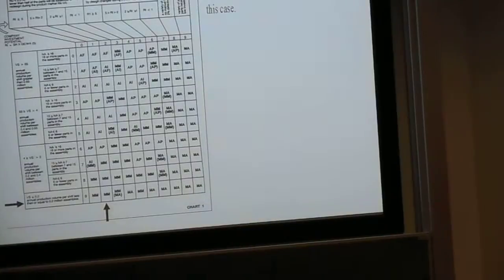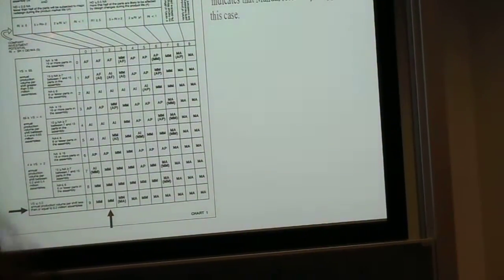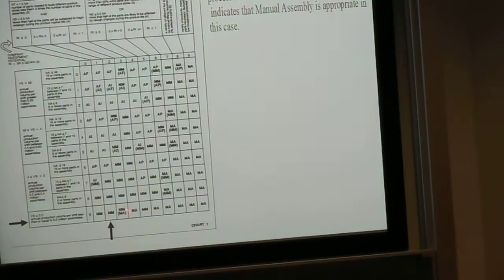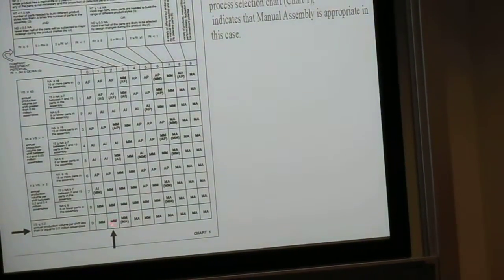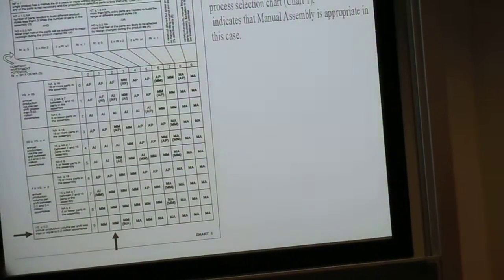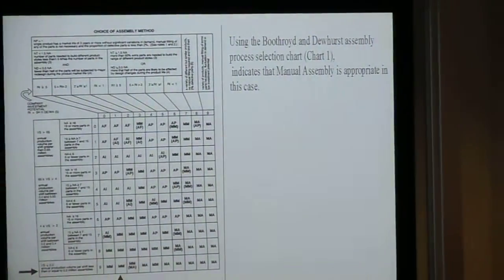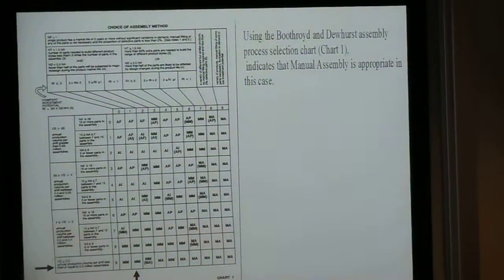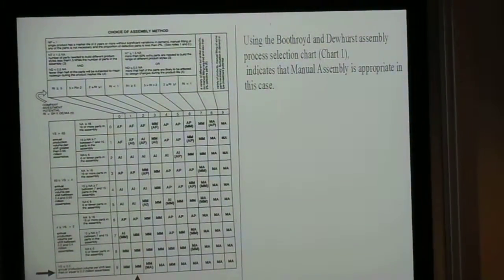So we look up our Boudreau-Dewars chart, we go through our various considerations, find our investment factor, find our production quantity, and we can see at the bottom here, this is where we converge in this particular case at MM. So this is telling us that with that investment factor, with that particular product, with the quantity we're producing, we're going to have to manually assemble this particular product.